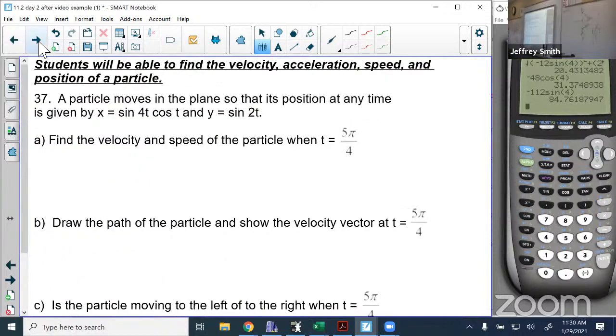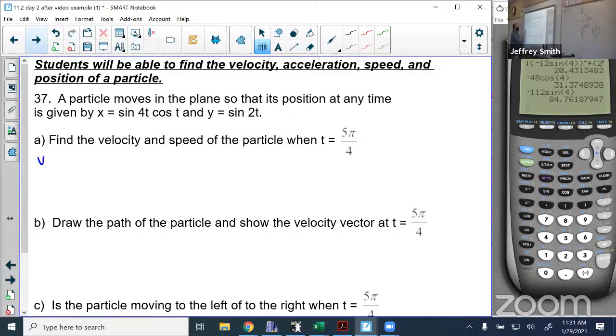Students fail to find the velocity, acceleration, speed, and position of a particle. A particle moves in the plane so that its position at any time is given by x equals sine of 4t cosine of t, and y equals sine of 2t. Find the velocity and speed of the particle when t is 5 pi over 4.